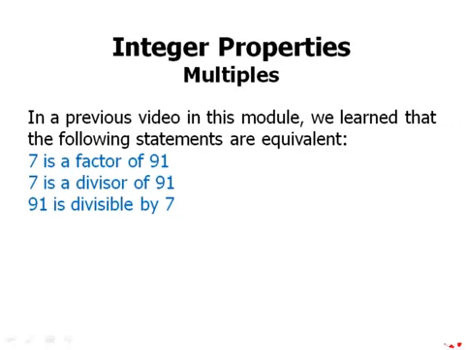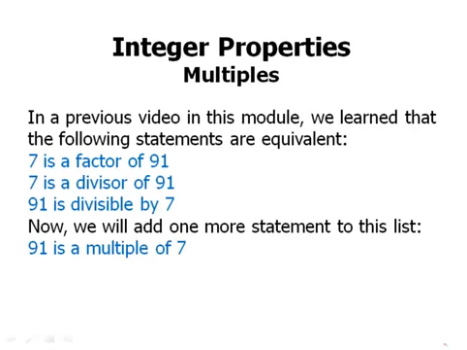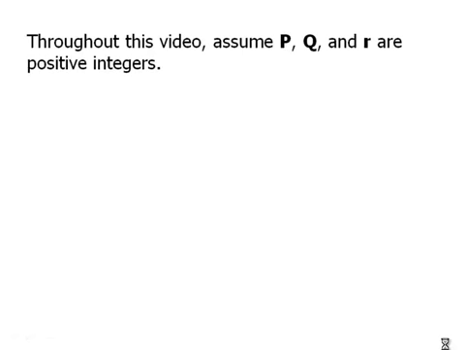In previous videos, we learned that the following statements are equivalent. 7 is a factor of 91, 7 is a divisor of 91, 91 is divisible by 7. So all three of these contain the same basic mathematical information. Now we can add another statement to that list. 91 is a multiple of 7. That new statement contains exactly the same mathematical information that the previous statements contain. And this is also language you need to know for the test.